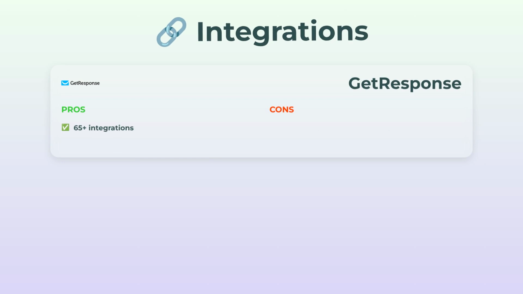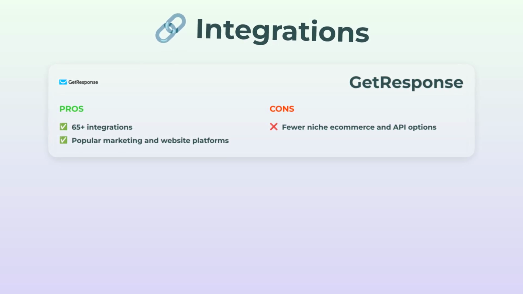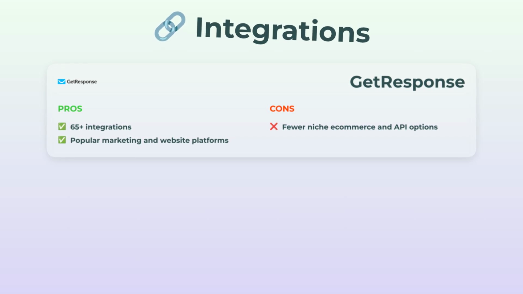Okay, let's talk integrations. GetResponse? Over 65 integrations. So it covers the big names. Think WordPress, Shopify, all that jazz. It's enough for most general marketers. But if you're looking for that ultra niche shop stack, not so much.